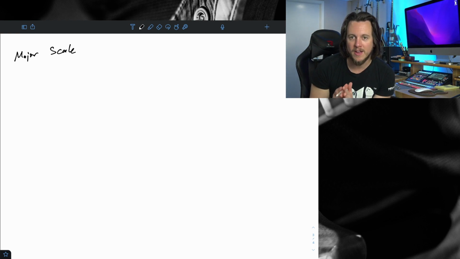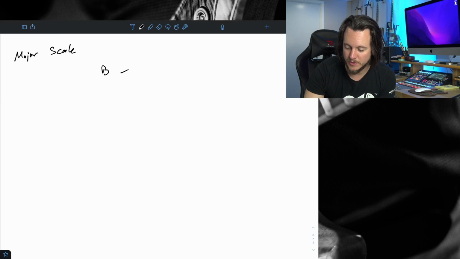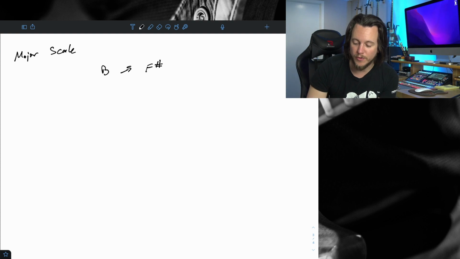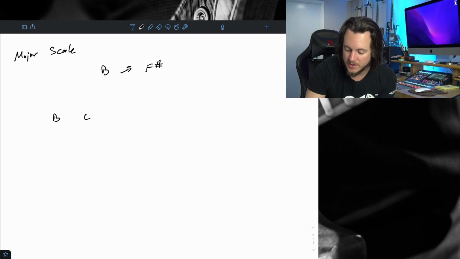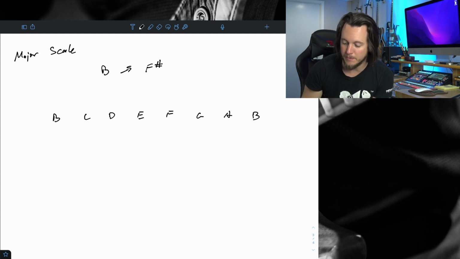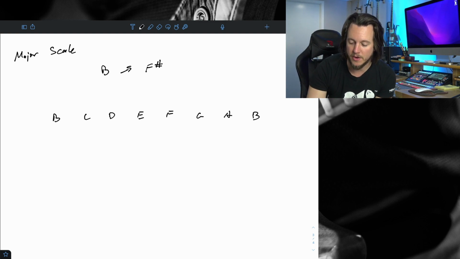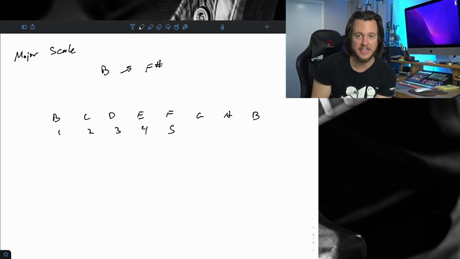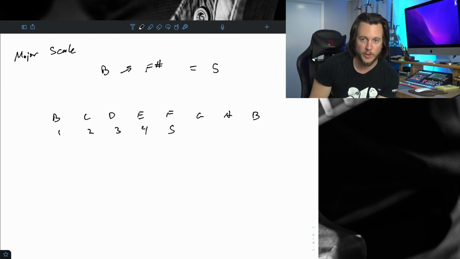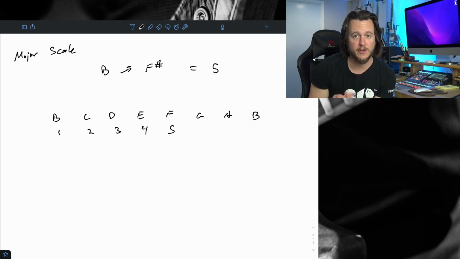Again, we're going to compare everything to our major scale. So let's say the interval in question is B to F sharp. First thing I want to do is write all of those notes: B, C, D, E, F, G, A, and then back to B. And if I number that, 1, 2, 3, 4, 5, F is on the fifth note. So starting off, this is a fifth. We don't know what type of fifth yet, but we're going to figure that out in a second.